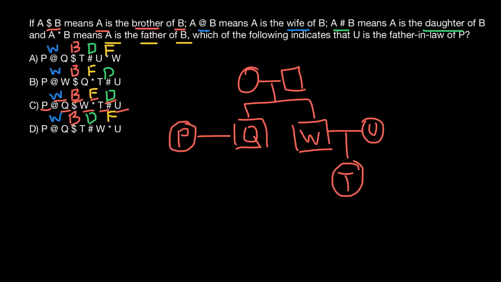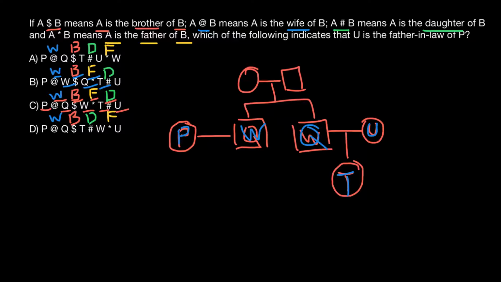So according to answer B, P is a wife of W, and W is a brother of Q. So we put Q here, and Q is a father of T, and T is a daughter of U. So again, we have U here, we have P here, and U is unrelated to P, or at least is not father-in-law of P.